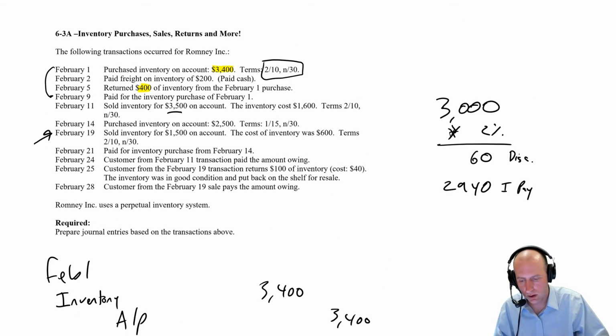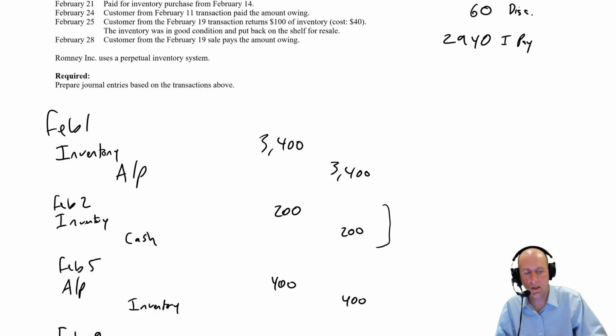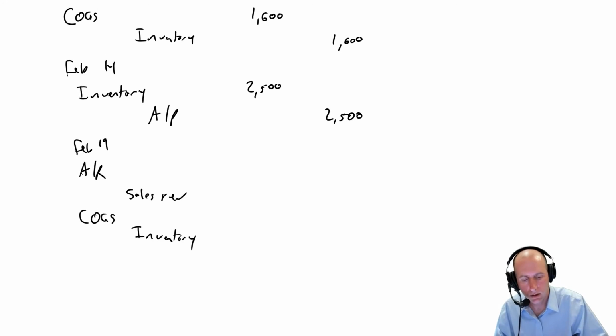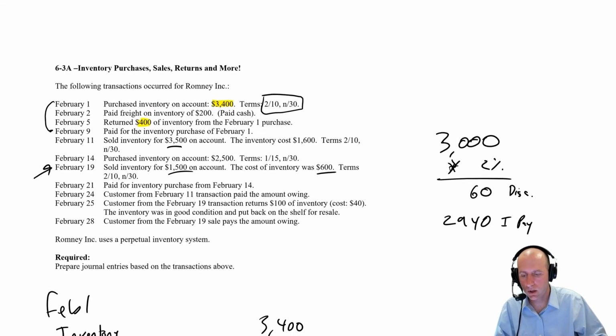The amounts were on February 19th. $1,500 was the sales amount, $600 was the COGS amount. Okay, that's it for February 19th.